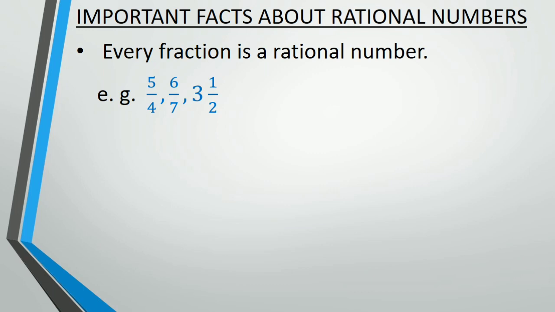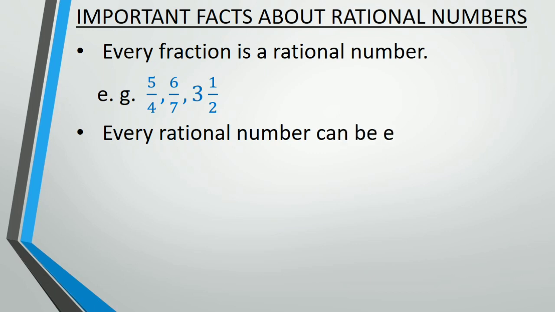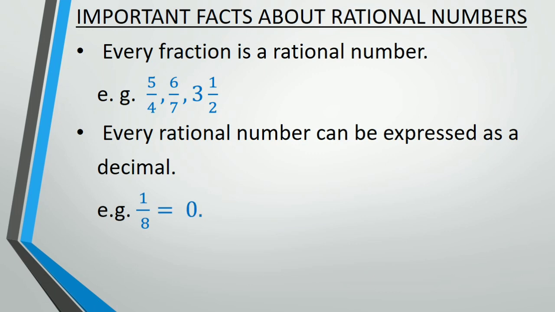Every rational number can be expressed as a decimal. We can find out the decimal form of any rational number by dividing the numerator by its denominator. For example, 1 by 8 can be written as 0.125. 11 by 25 can be written as 0.44, etc.